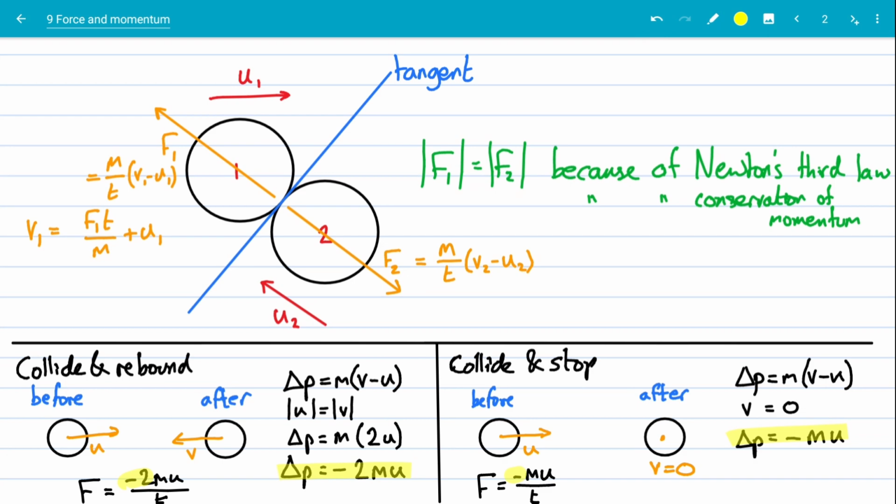So the idea of putting springs on the front of all of the cars, so when they collide, they all bounce off each other and the cars don't get damaged, would actually mean the passengers would feel twice the impact forces, which would be very dangerous.